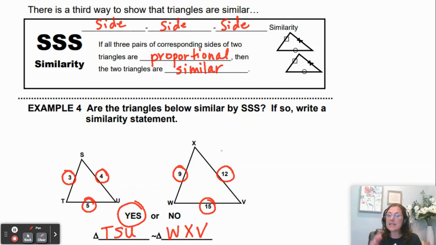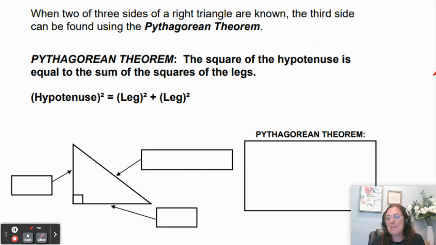Right? And so with side, side, side, you're looking for are all three of the sides proportional. Let's wrap up with the Pythagorean theorem. Now, when two of the three sides of a right triangle are known, we can find the third side by using the Pythagorean theorem. So let's label our triangle here in the bottom.